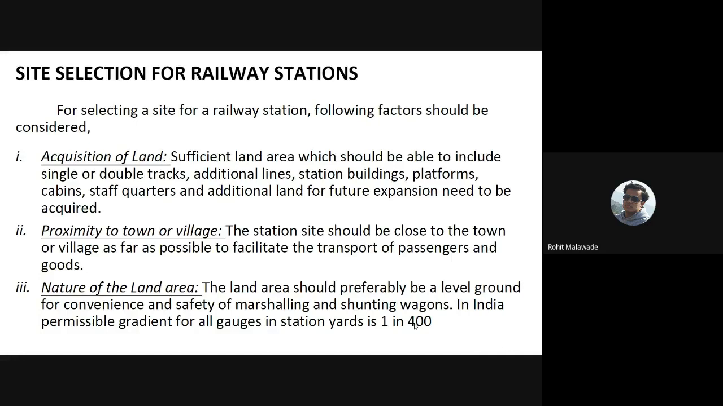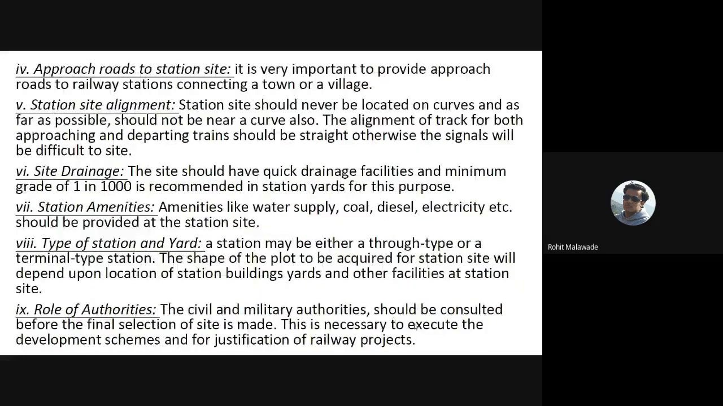If we have railway stations in hilly areas, it becomes difficult, as the trains will have a sliding down effect. To avoid those conditions, we need railway stations preferably on level ground with a gradient of say 1 in 400. A slope up to 1 in 400 is permitted according to the Indian Railways.